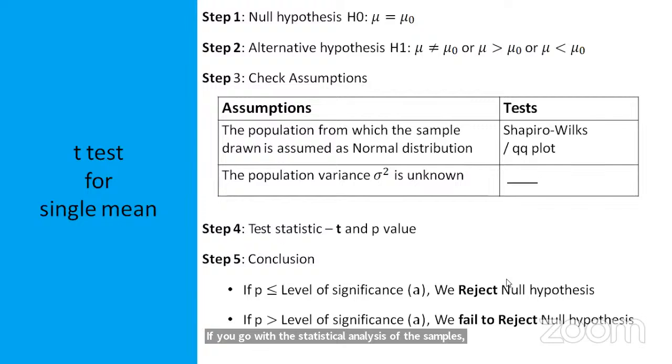Next, you can apply the test statistic, that is the t value. You have to get the t value and the p value. After that, by this p value, only then can you reach a conclusion. If the p value is less than or equal to 0.05, you have to reject the null hypothesis. 0.05 is the level of significance, the general value in statistics. If the p value is greater than the level of significance, it means we fail to reject the null hypothesis.